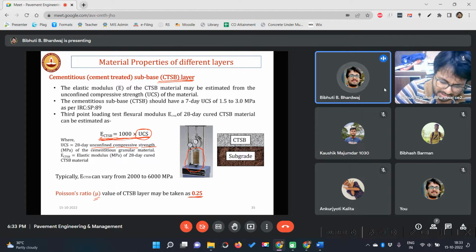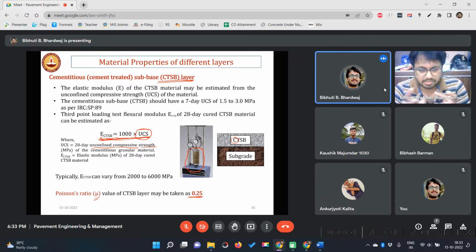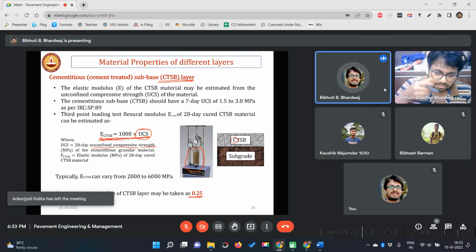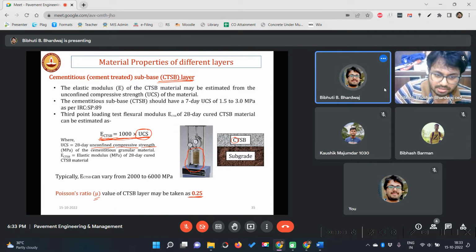This is because this is cement, right? It doesn't have much flexibility. This should be a rigid kind of thing. So that's why Poisson's ratio is also less. I hope you know what is Poisson's ratio, right? Vivas, do you know what is Poisson's ratio? Shall I refresh?